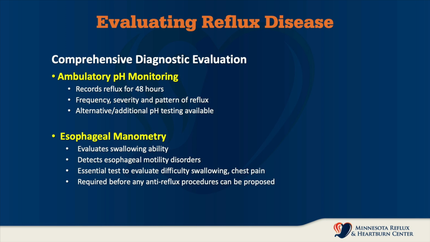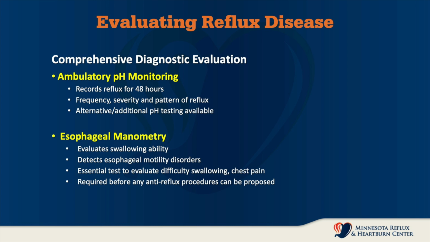Another part of the comprehensive reflux evaluation is ambulatory pH testing. Oftentimes, this is also done during endoscopy, where a capsule is left behind and you take home a recorder that you carry usually around your neck or on your hip. It does not have any cords or wires attached. It's a wireless system. This study tells us if you actually have acid reflux or not. It's typically 48 hours, but we can do up to 96 hours. It tells us the frequency of reflux, the severity, and the pattern of the reflux. So daytime, nighttime, all the time.